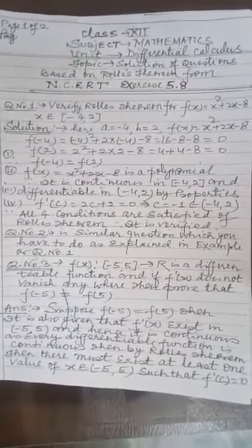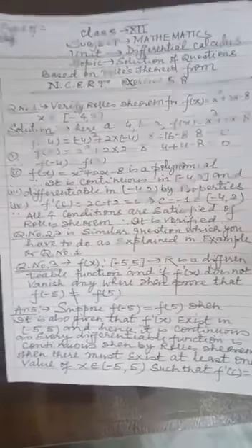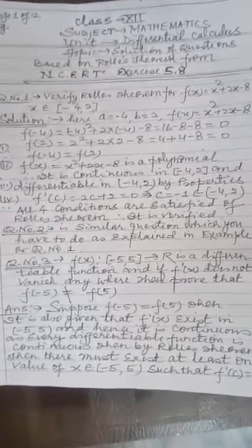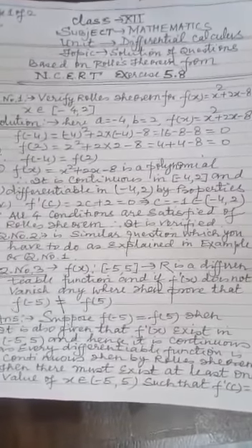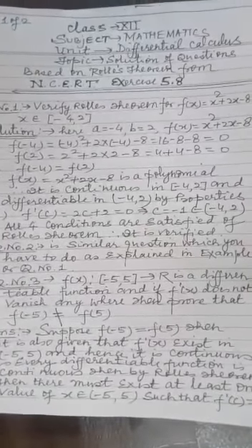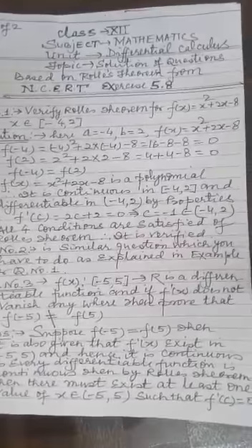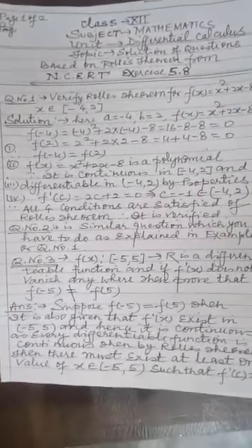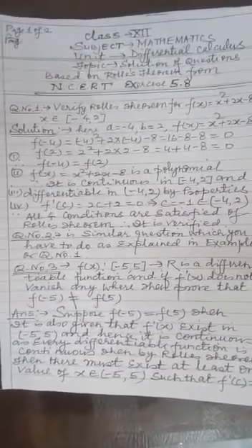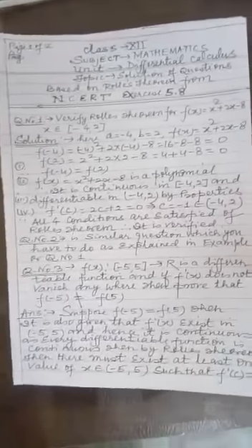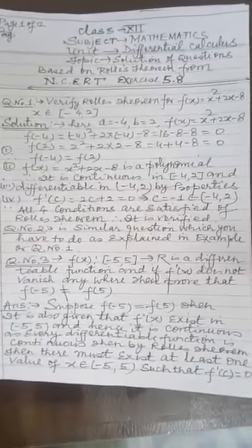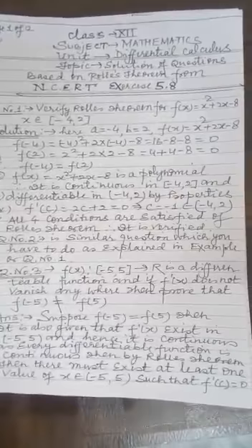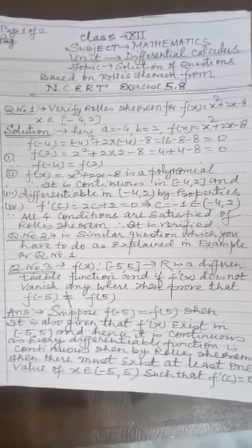Class 12, Subject Mathematics, Unit Differential Calculus, Topic Solution of Questions based on Rolle's Theorem from NCERT Exercise 5.8. So children, today I am solving some questions from NCERT based on Rolle's and Lagrange's mean value theorem from exercise 5.8. Question number 1 is verify Rolle's theorem for f(x) equal to x square plus 2x minus 8 in the interval minus 4 to 2.